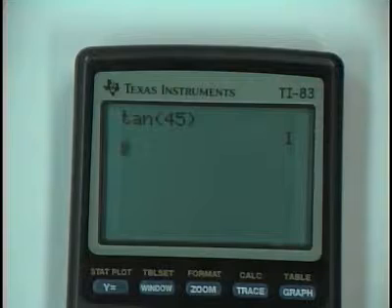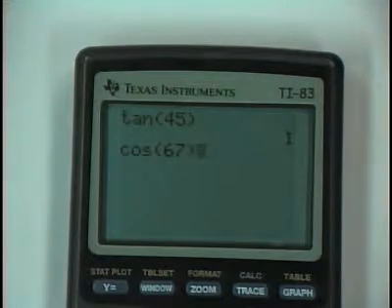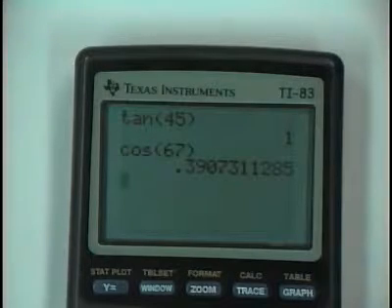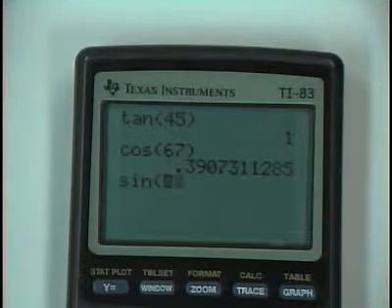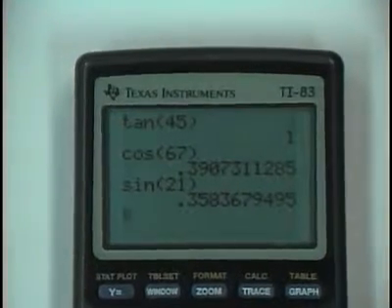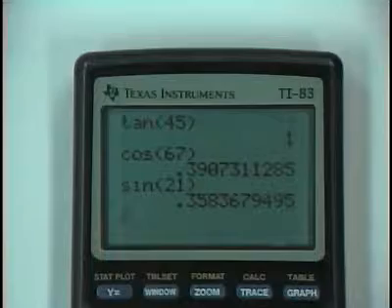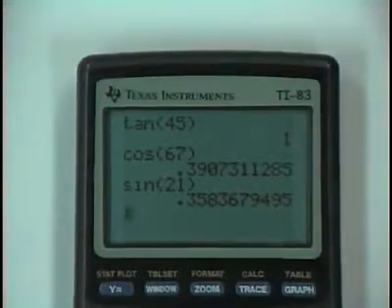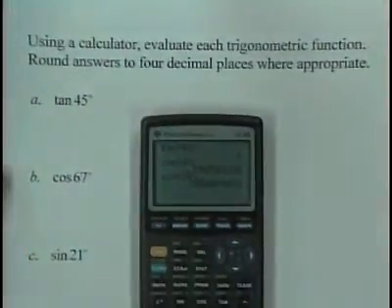While we're here, I'll enter cosine 67 and see that decimal. And I'll enter sine of 21, close parentheses, enter. And I can see that decimal. These are the problems that we're working. Let's write those rounded to 4 decimal places on our paper.